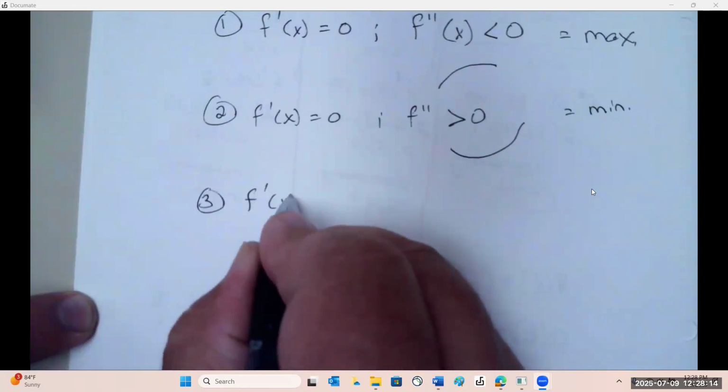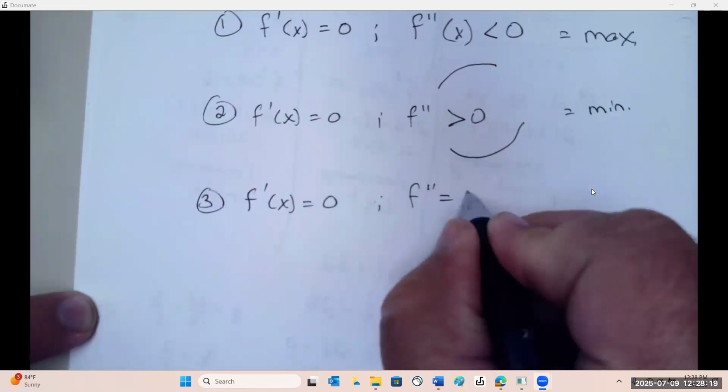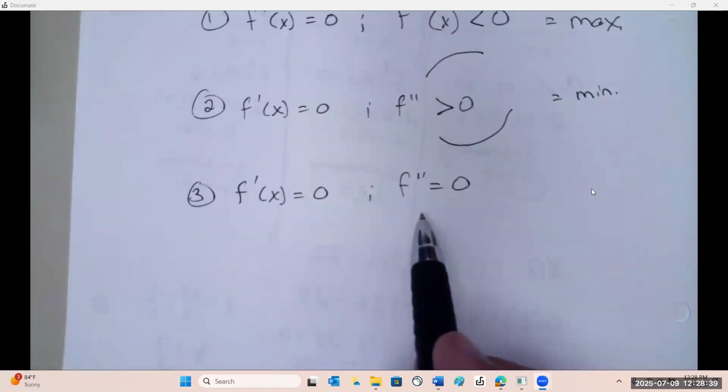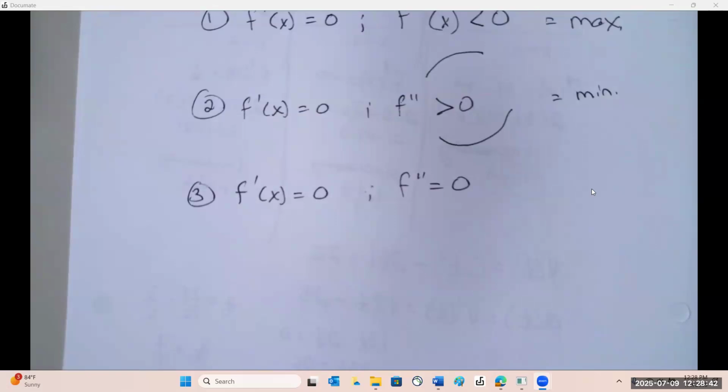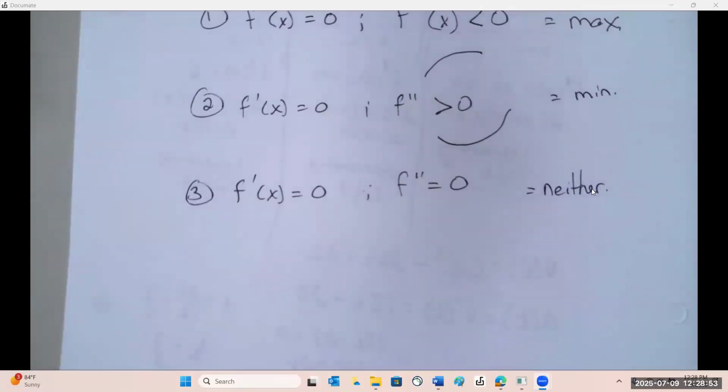And if the first derivative at some value equals 0 and the second derivative also equals 0, what happens there? Is it a max or a min? Or neither? It can't be either, because when it's 0, it's a point of inflection. That's when it's either both concave up, concave down, or neither. So it's neither.